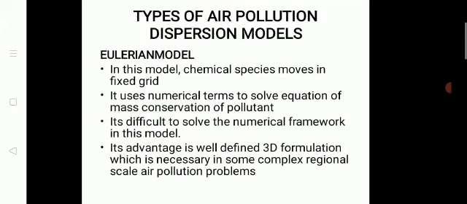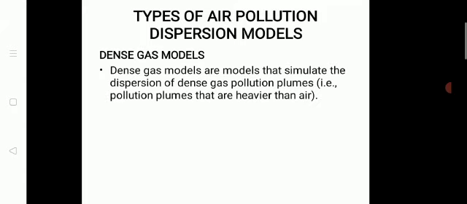Types of air pollution dispersion models. Dense gas models. Dense gas models are the models that simulate the dispersion of dense gas pollutants, for example, pollution plumes that are heavier than air.